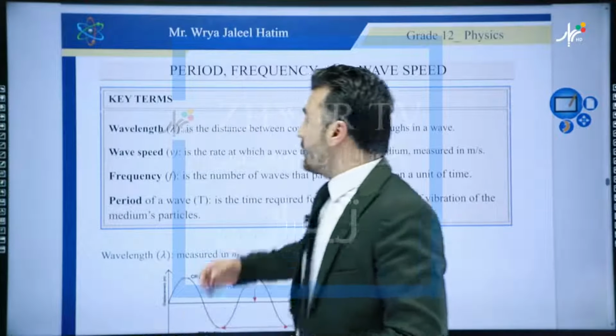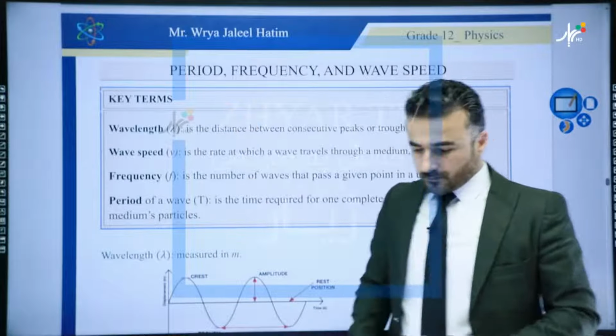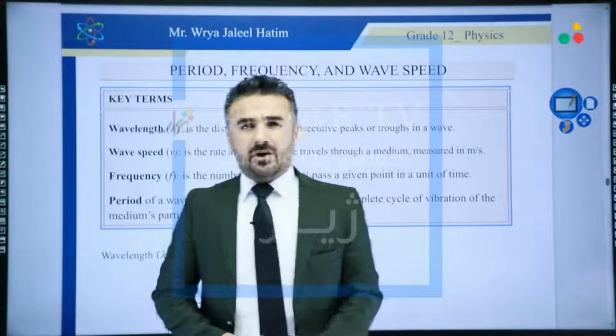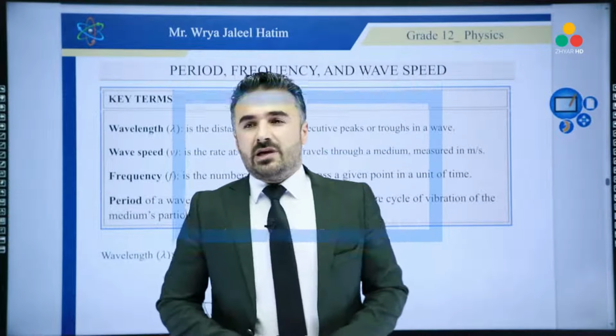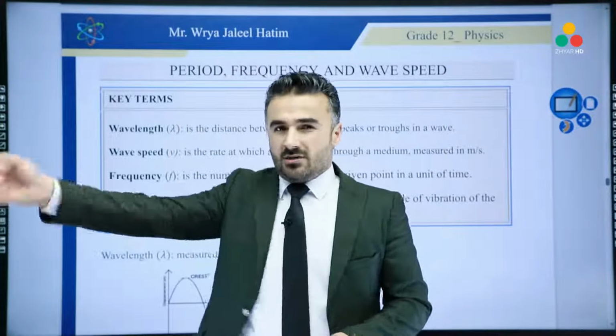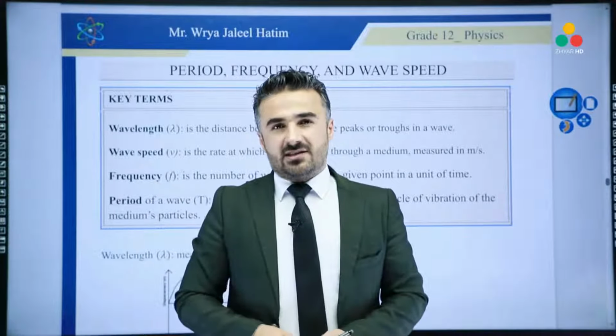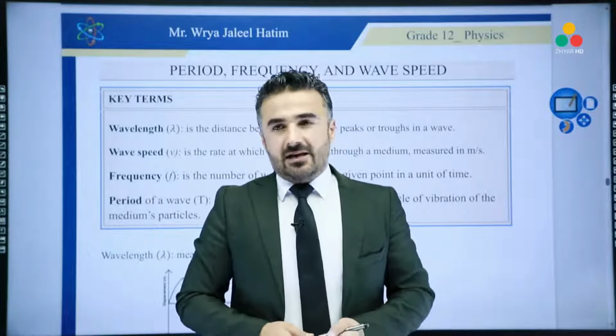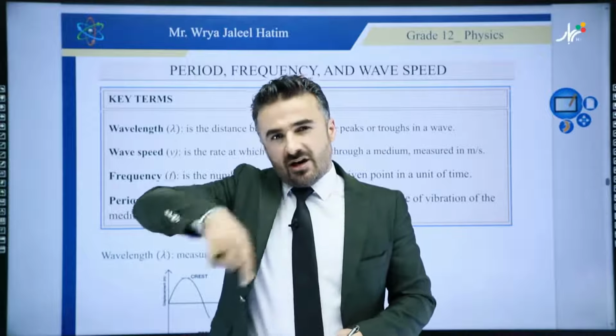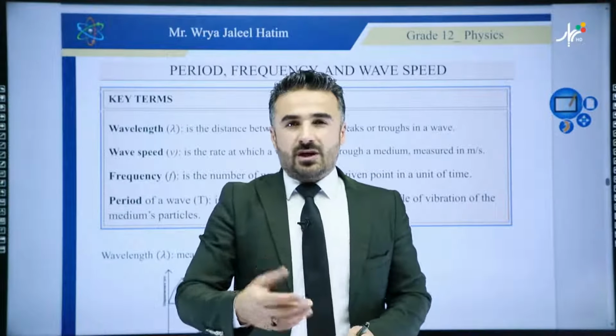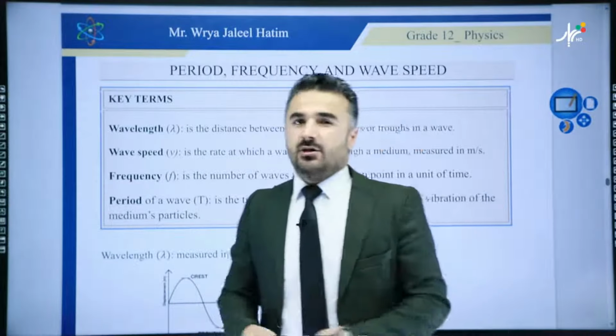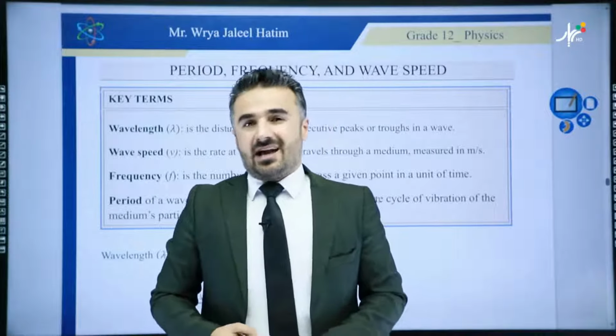So let's start with the period. Previously we talked about period. The period of a wave is the time it takes for one complete oscillation, or for one complete wave. Sometimes you can say it is the time it takes for one vibration. That would be a period here. And period is measured in seconds.